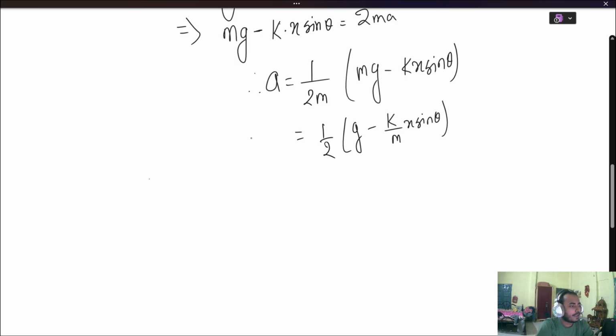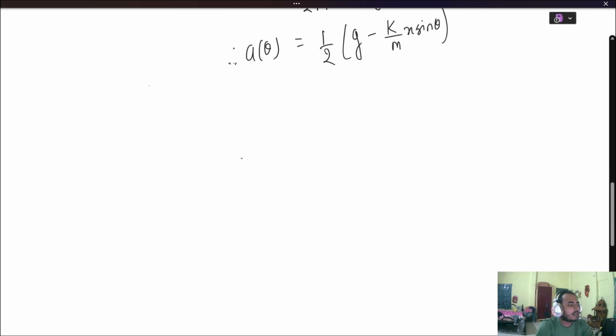Now this is your value, this is your a, and you can say this is your a theta, because the acceleration also changes with the value of theta. Okay, so this is your a theta. Now let's understand how to find the velocity of the block, because this is important.